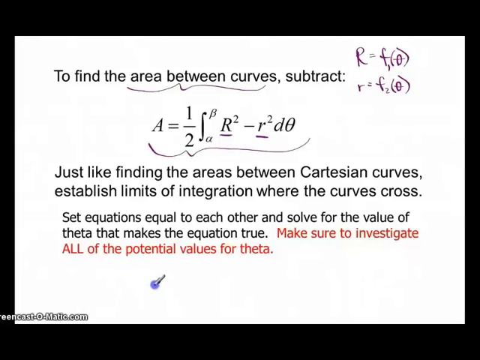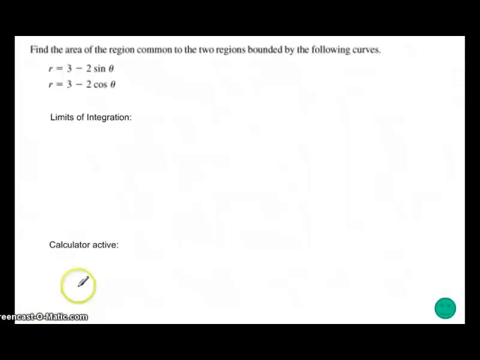So just like finding the areas between Cartesian curves, establish limits of integration where the curves cross. So we set our equations equal to each other. We're going to solve for the value of theta that makes the equation true, and we want to investigate all of the potential values for theta. All right, so this is just drawing a picture and keeping up with it really well. So let's get started on this.